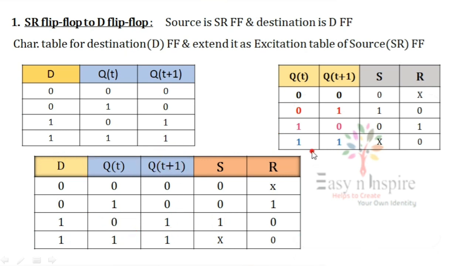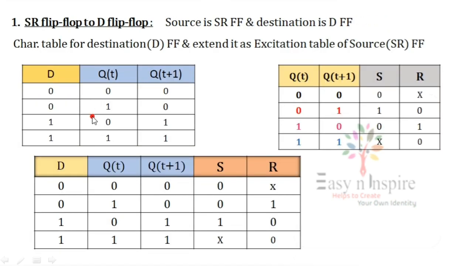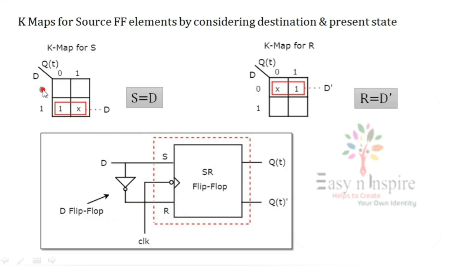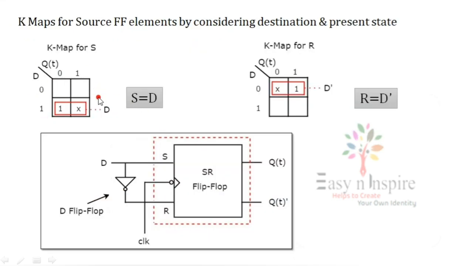So this is the K map for S, with D and Q of t. Don't consider this one. So 1, 0, 1. 1, 1, X. So this is the K map for S. From this, S is equal to D. The K map you know already. So S is equal to D.